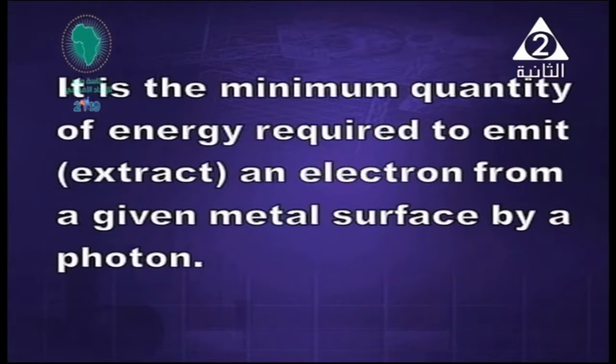It is the minimum quantity of energy required to extract an electron from a given metal surface by just one photon, by a single photon, not by the total energy of the radiation. So each photon should possess this minimum energy so as to eject an electron from the surface of the metal.